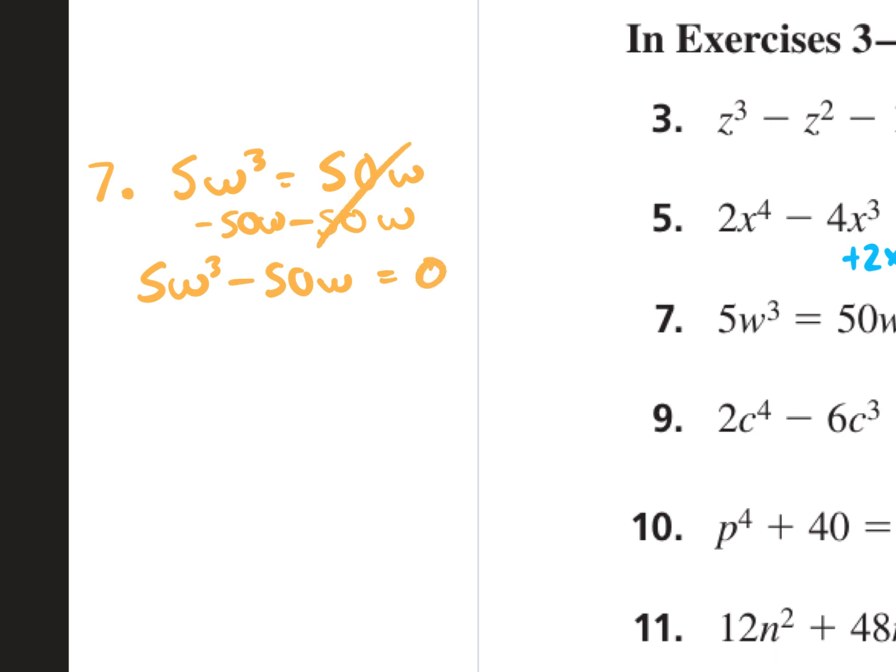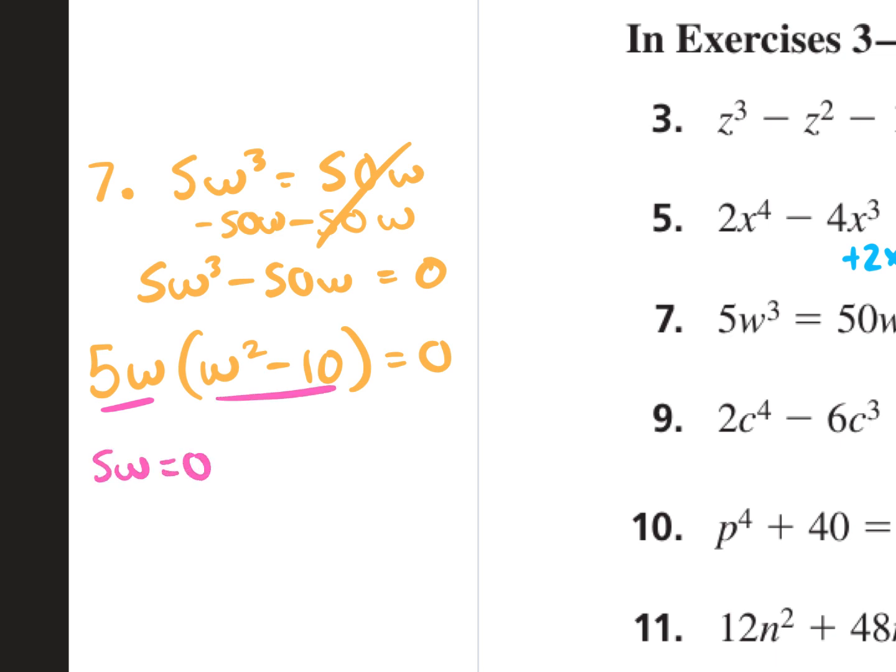Now what can I do? I can take out a 5w. I'm going to take out my GCF. So I'd be left with w squared minus 10. What should I do next? Set each piece equal to 0. So 5w is equal to 0. And w squared minus 10 is equal to 0.